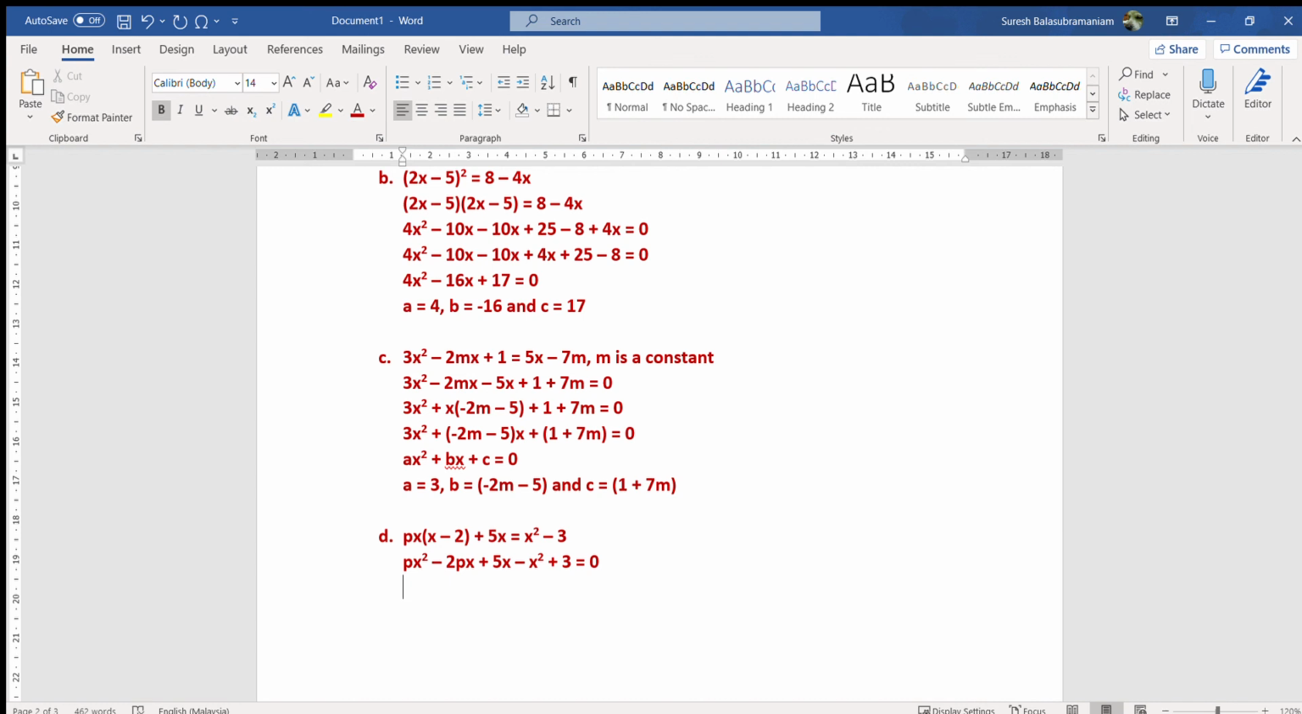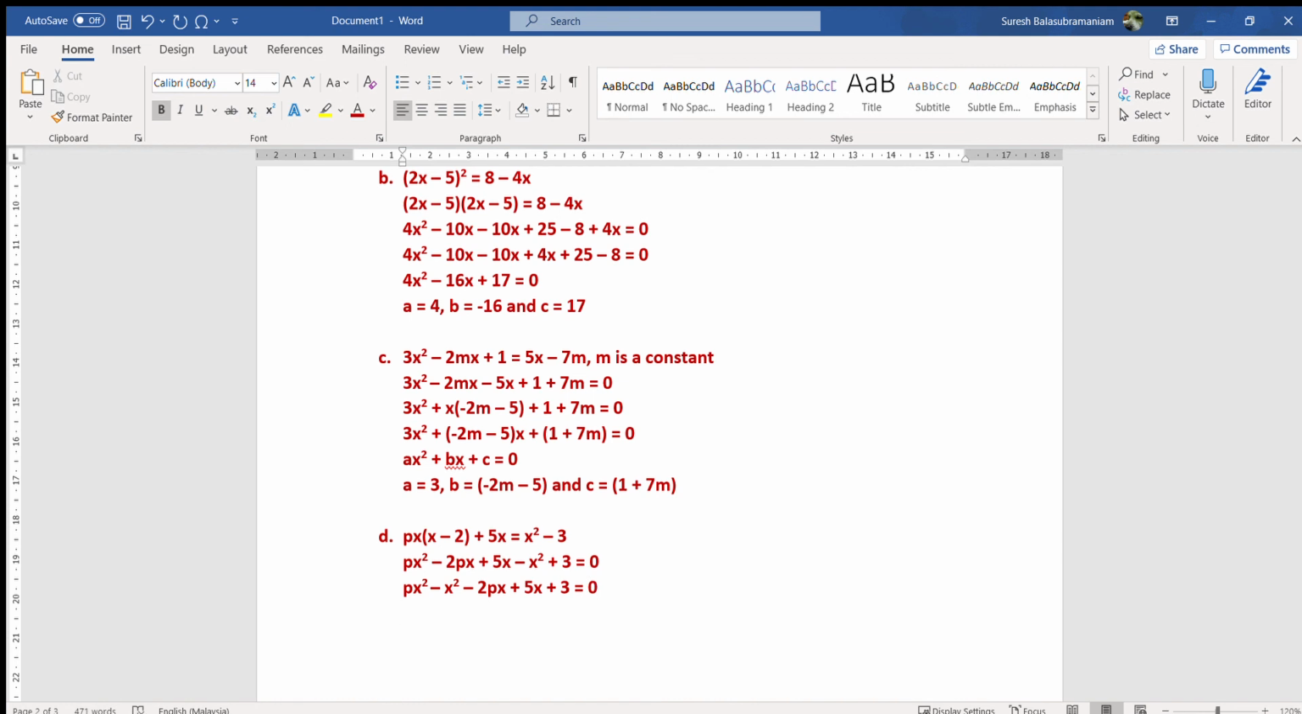So I'll rearrange with the x, all my x starts from my x square. So px square minus x square minus 2px plus 5x plus 3 equals to 0.